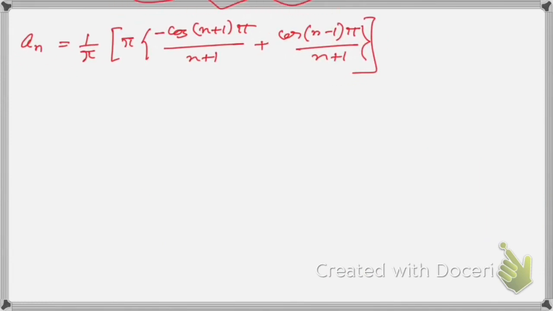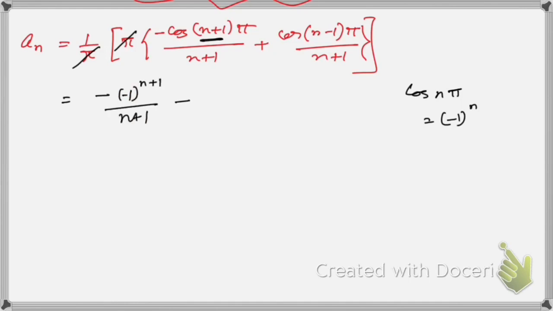Okay, so here I have told you these two cancel. So cos n pi is equal to (minus 1) to the power n. That's why here you can see minus cos of (n plus 1) pi, that must be (minus 1) to the power n plus 1 divided by n plus 1, and so here it should be minus 1, right? That should be minus 1.